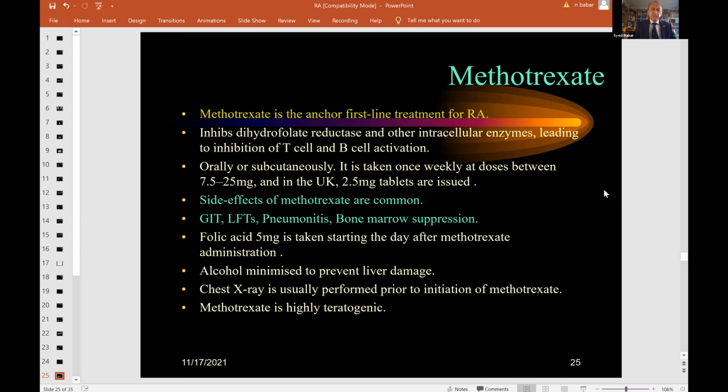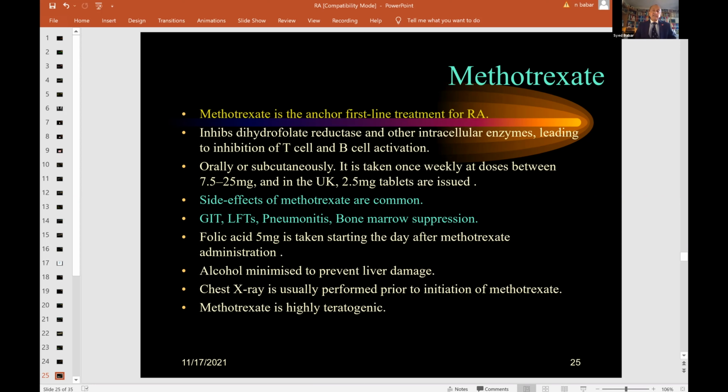Because the 10 milligram tablet of methotrexate looked exactly like the 2.5 milligram, UK will only allow pharmacists to keep 2.5 milligram tablets. So they would need to take multiples of 2.5 milligram tablets once a week, initially 7.5, and then this is increased on a weekly basis to the usual maximum of 25 milligram once a week. And the side effects are related to the GI tract, liver enzymes, pneumonitis, and bone marrow suppression.